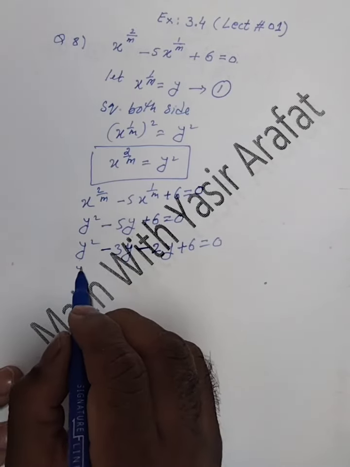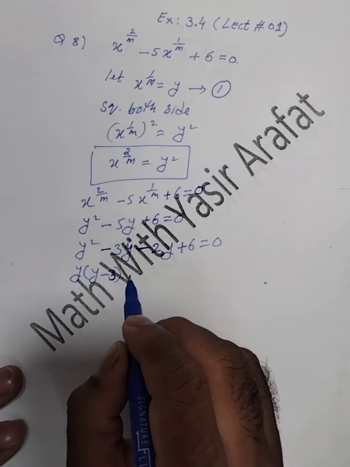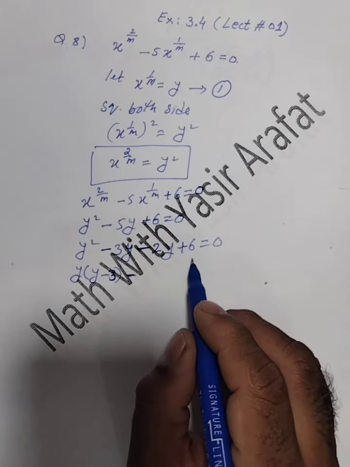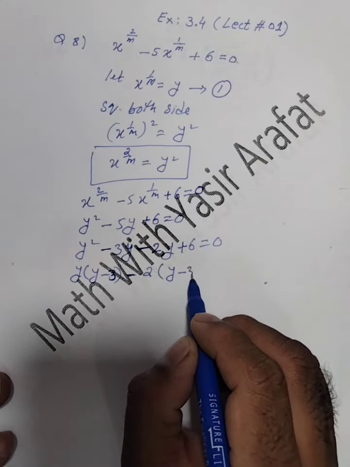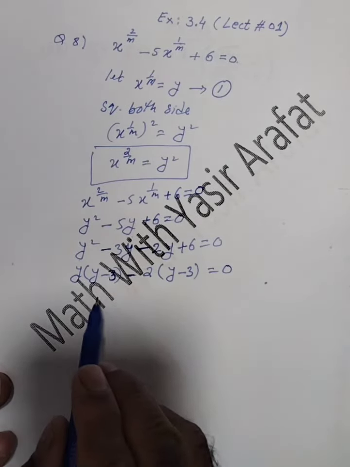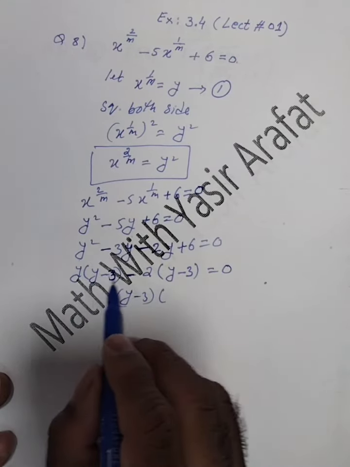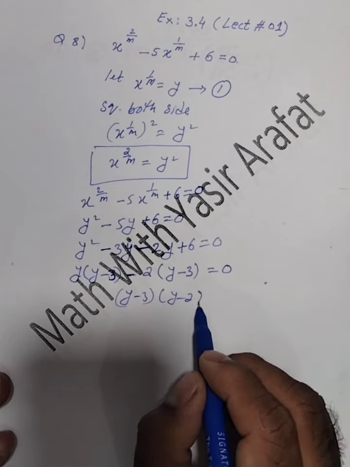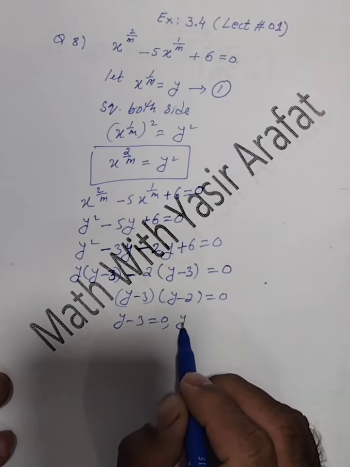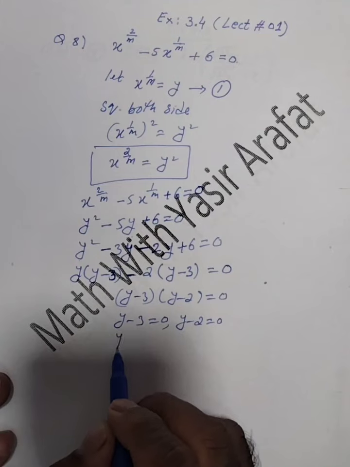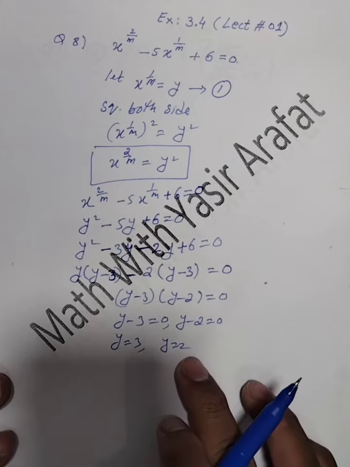So take out y common here. So this is y minus 3. Here we have to take out minus 2 common. So this is minus 2 times y minus 3, minus 2 3s are 6. So here y minus 3 whole common. We have to take out here. So this is y minus 2. It is equal to 0. So the both brackets are equal to 0. So one by one, their values are y is equal to 3 and y is equals to 2.